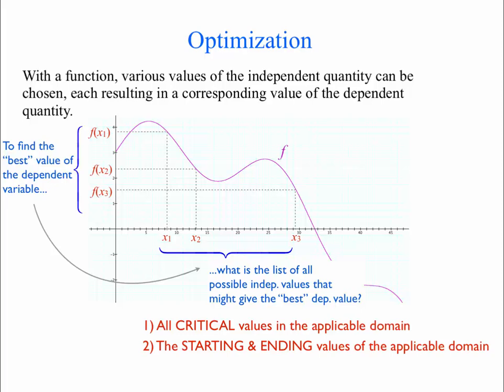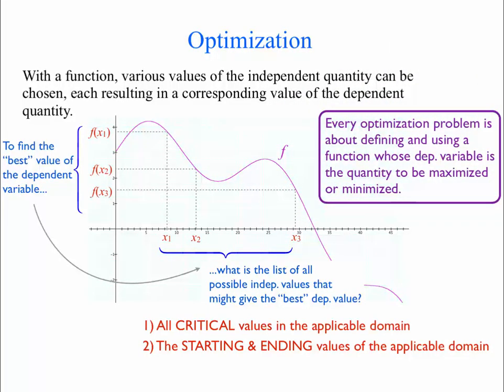Okay, so these problems are really all about this function f, okay? We're going to do these optimization application problems, and they cover a wide range of topics, okay? But what's the same about all of them? Every optimization problem is about defining and using this function, whose dependent variable is the quantity to be maximized or minimized.